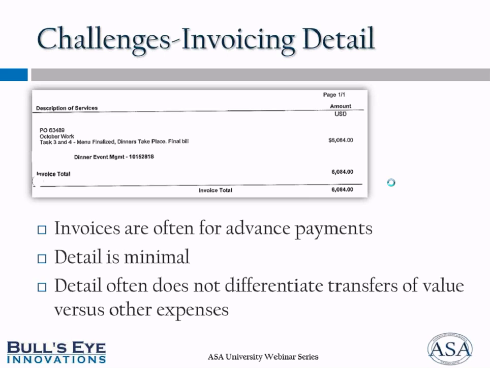This is just an example of one of the many invoices that we've seen, but here you can see it's a very general number for menu finalization, the dinners, the final bill, et cetera. We have no idea how much of it was for AV equipment, for room rental, for their fees versus the actual cost of the meal.